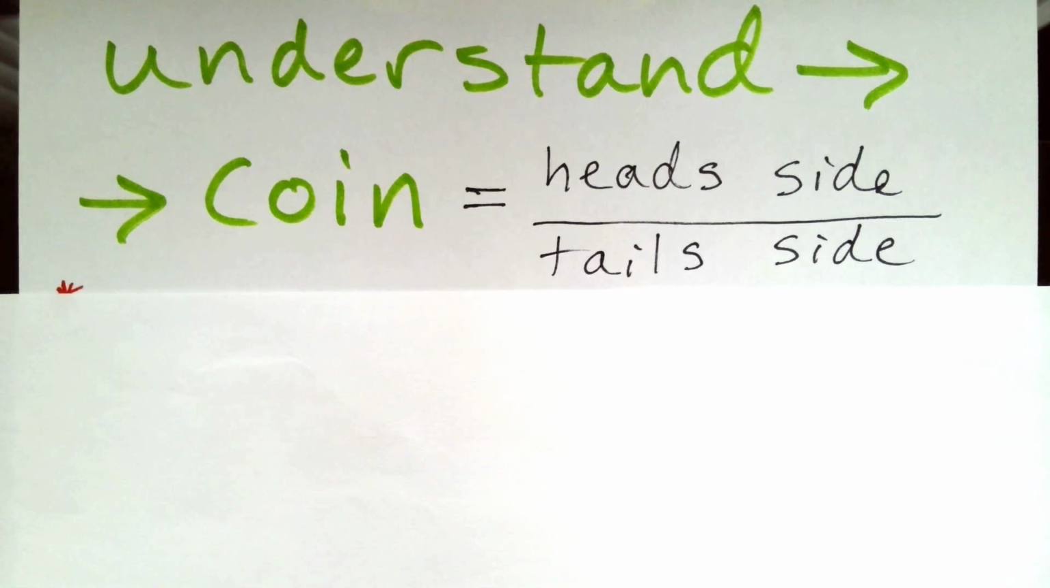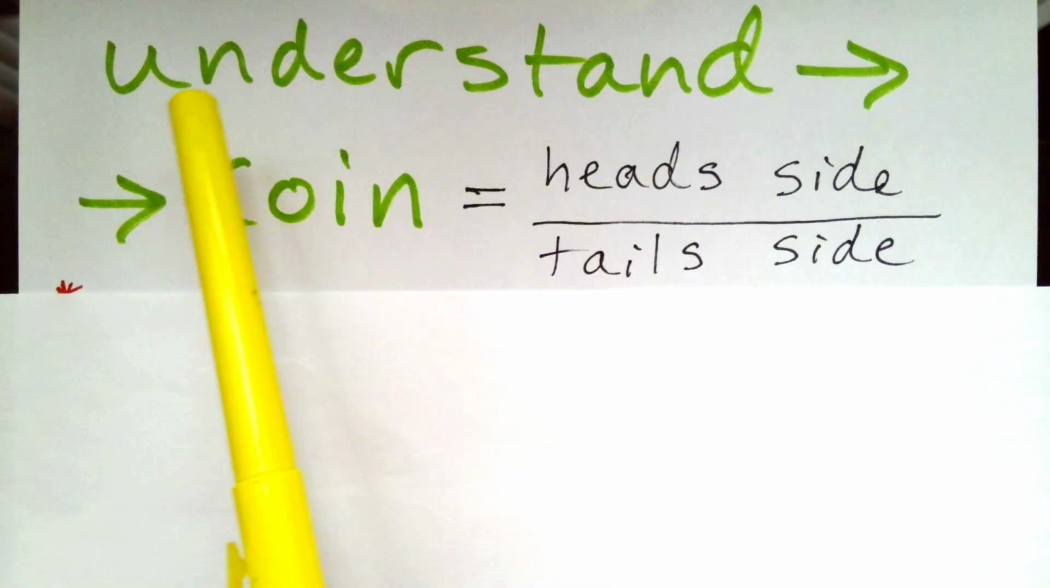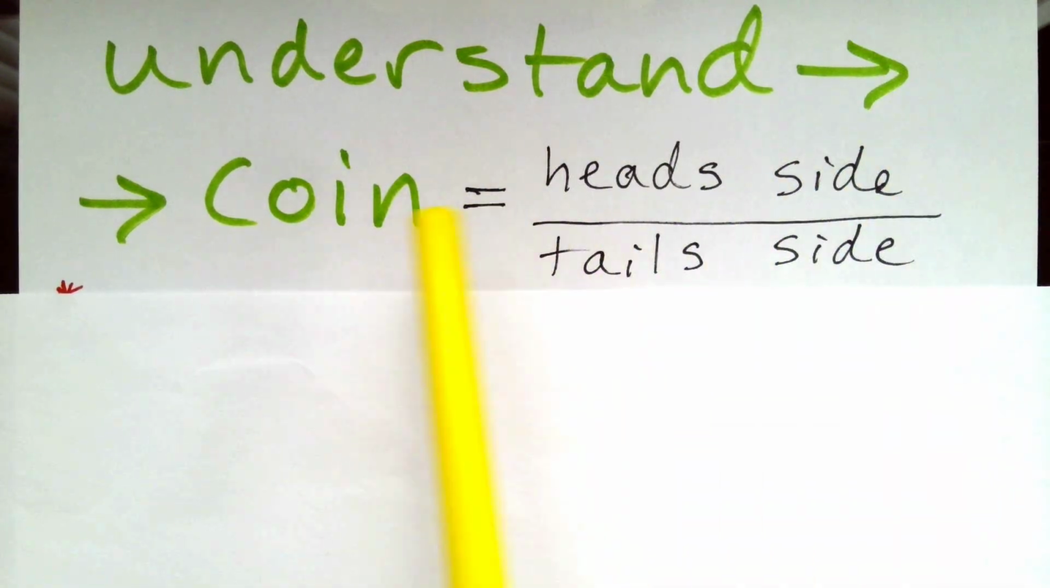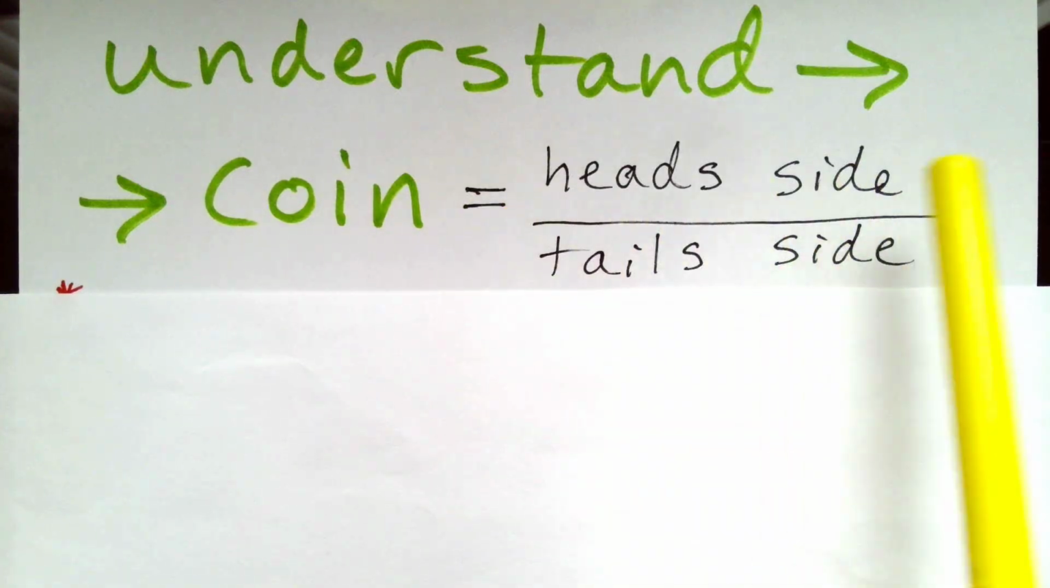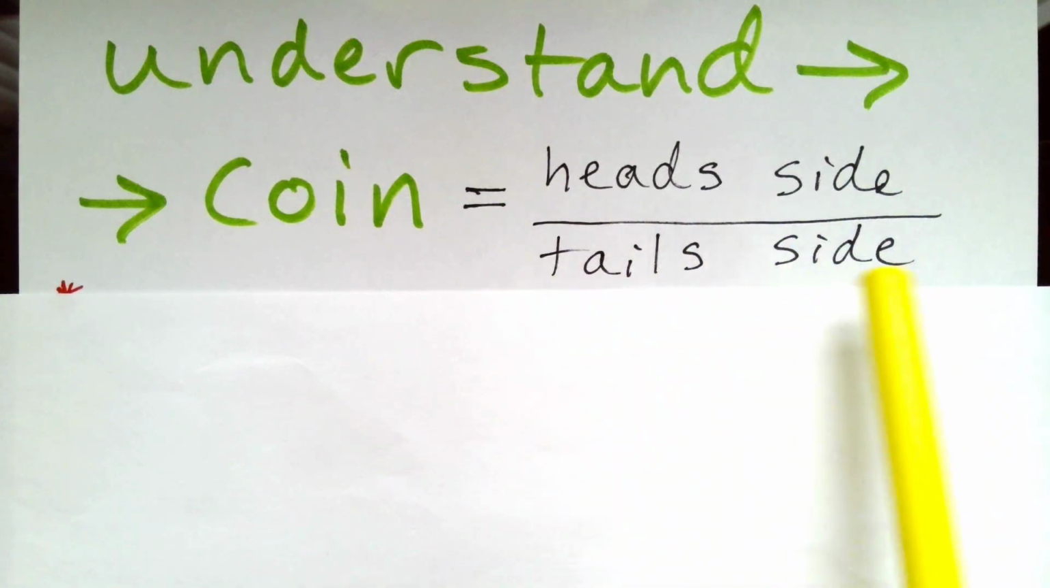Hello. Welcome back to this part 2 video and answering the probability test question about tossing a quarter. What's the probability of landing tails 4 times in a row? So we need to understand, right? We're talking about a coin. There's a head side, there's a tail side, right?